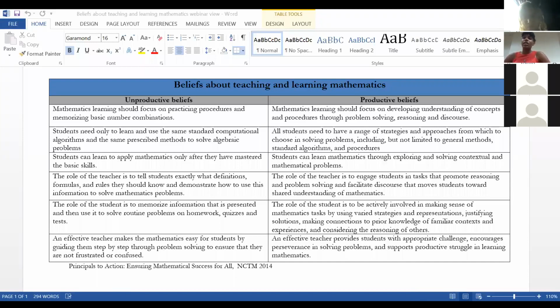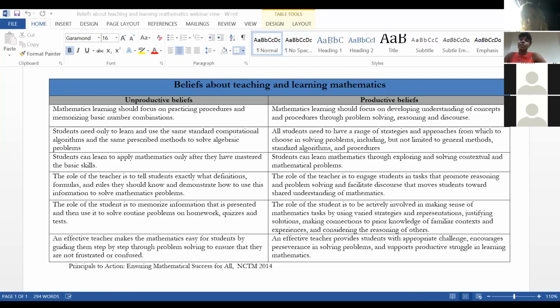is the role of the teacher is to tell students exactly what definitions, formulas, and rules they should know and demonstrate how to use this information to solve mathematics problems. That's not to say that that is wrong. It's just not a productive belief. And unfortunately, it's a belief that I have because it was the way that I was taught. It was the way that I initially began teaching mathematics at the beginning of my career before I started to develop a little bit more into how students and adults really do learn.